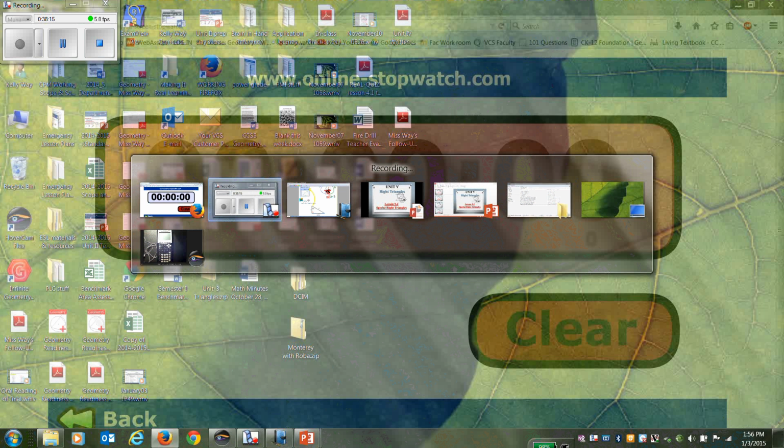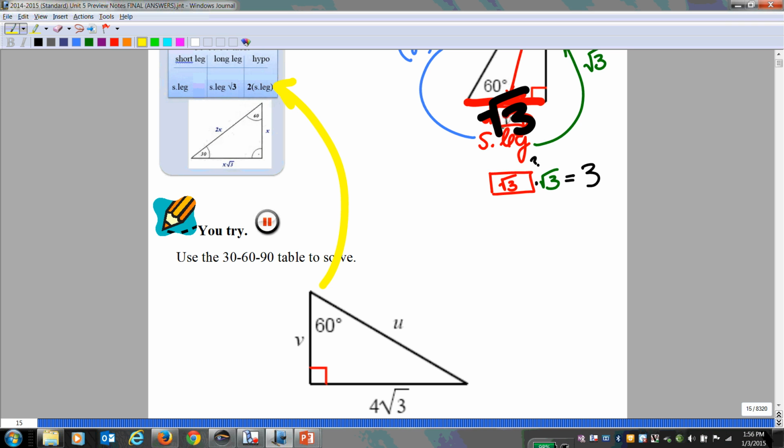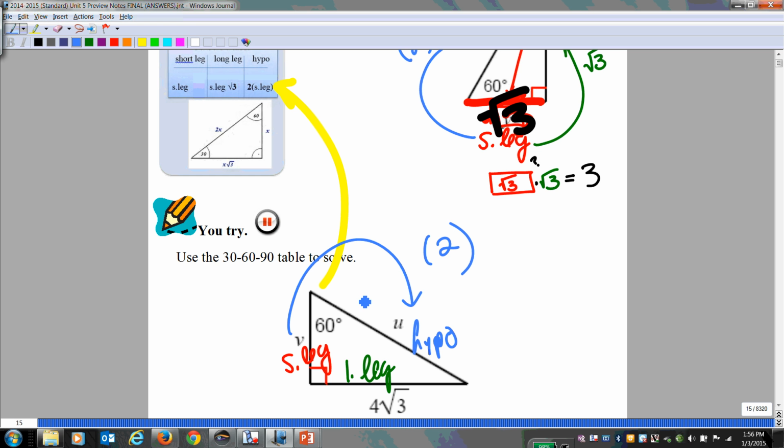All right. Let's see how you did. This was the long leg. This was the short leg. And this was the hypo. And we know the short leg to the hypo we times by 2, and the short leg to the long leg we times by root 3. That's our pattern.